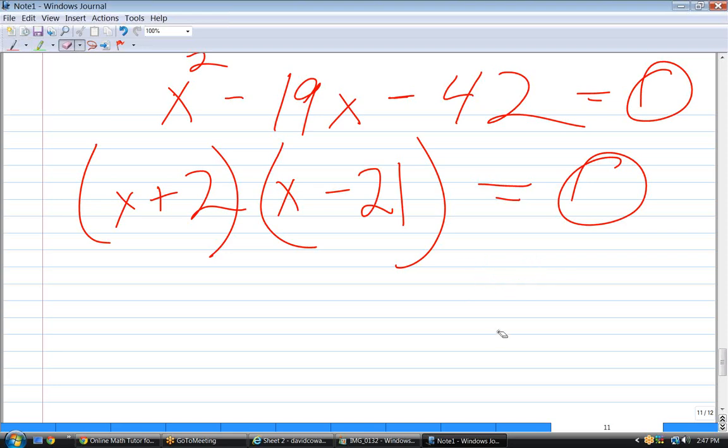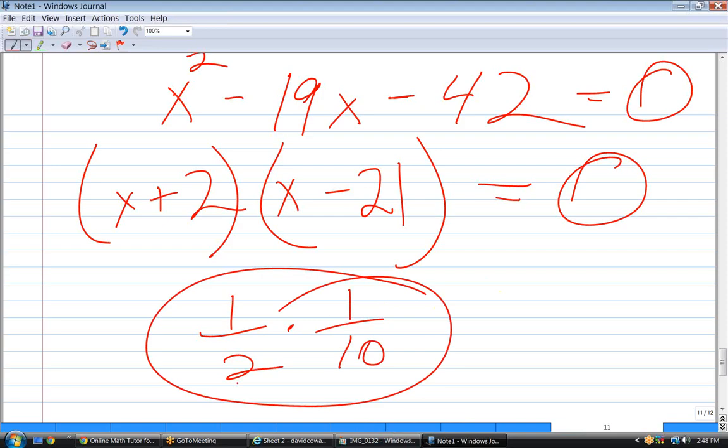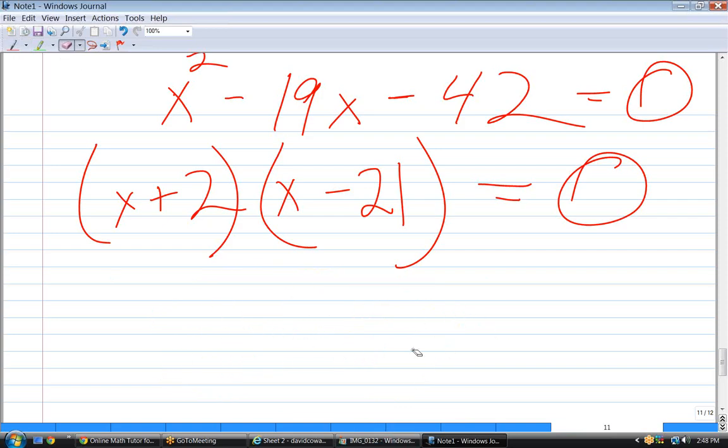All right, let's talk about the most important theorem in all of algebra. It's called the zero product theorem. It says that if you multiply two things together and you get 0 as an answer, one of those two things has to be 0. You cannot multiply 1/2 times 1/10 and get 0. You can't multiply any two numbers and get 0. It's impossible unless one of them is 0. Okay? That's the most important theorem in algebra.